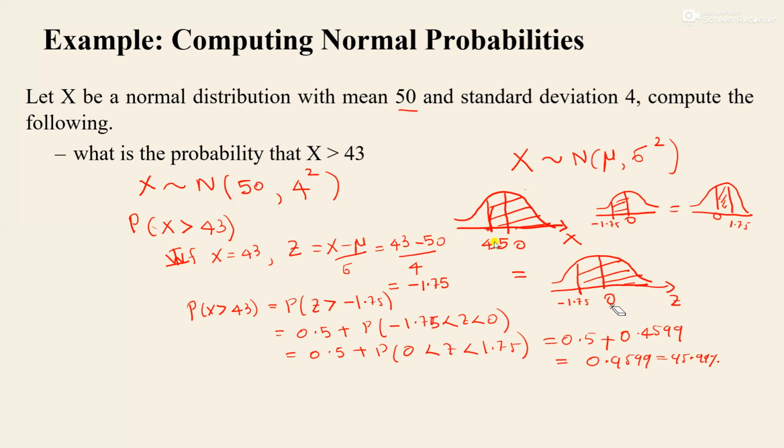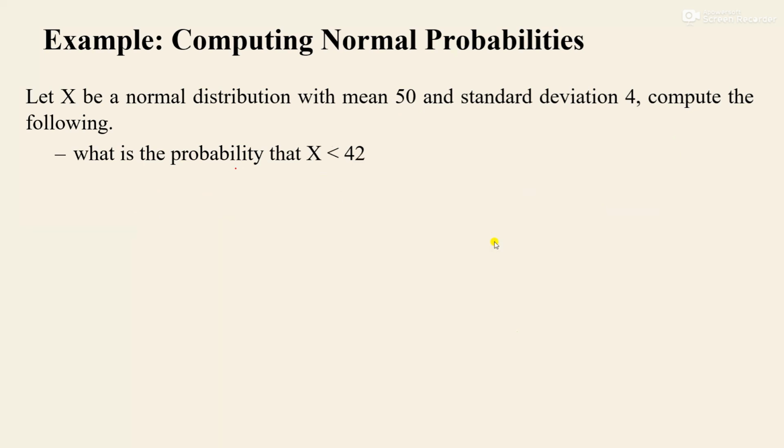Now second one. If my probabilities are wrong, then you let me know. Right. Now we are coming to what is the probability that x is less than 42. So now we have to calculate the probability of x less than 42. Right.